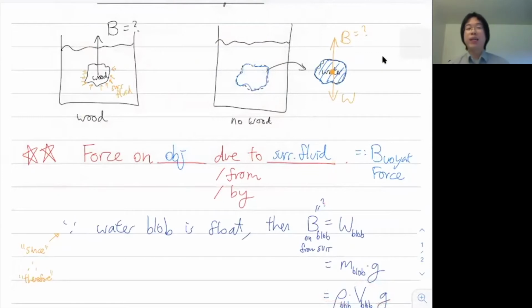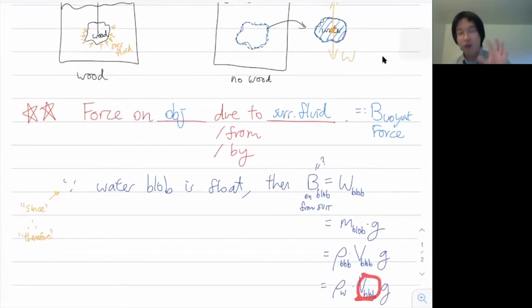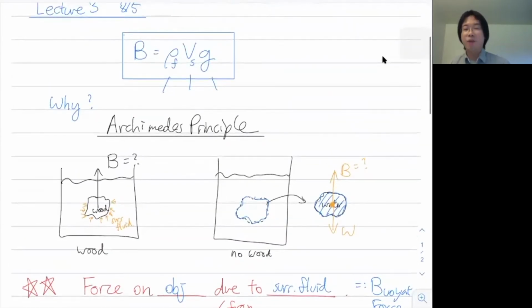And the surrounding fluid does not have a mind of its own. It does not care whether it is pushing up the blob of water or the blob of wood. It's going to exert the exact same buoyant force. This is the argument that says the buoyant force on anything, as long as it has the same volume, because it does depend on the volume, is this formula: rho of the fluid, water or the surrounding fluid, times the volume, times g. That's the only thing it depends on. Does that make sense? That's the argument of why this formula is true.